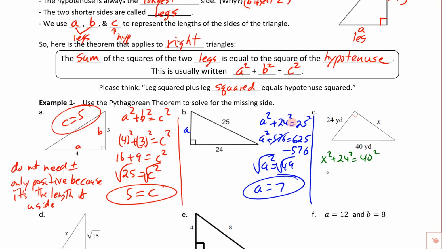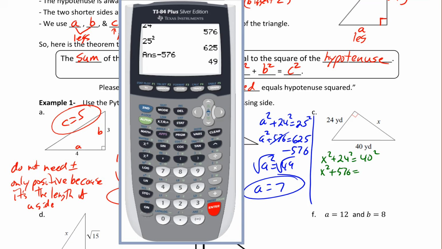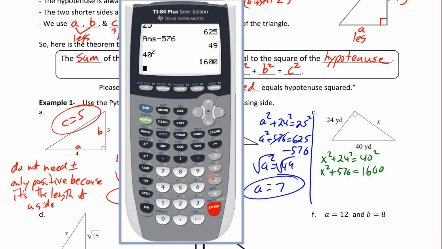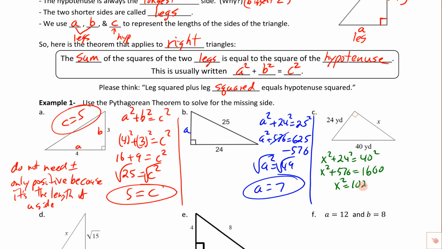And gosh, 24 squared, we used that just a second ago. So this is going to be x squared plus 576. And then 40 squared, we'll throw that into the calculator in just a second, but 4 squared would be 16. And think about that when we type in 40 squared, 1600, because we've got the 4 times 4 makes the 16, and then we've got the 2 zeros to add on there. So that's going to be 1600. Again, we'll have the calculator do the heavy lifting here. We're going to subtract 576 from both sides, and we get 1024. So we get x squared equals 1024, and I'm hoping that looks familiar there.